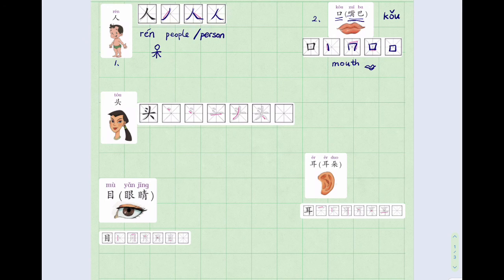That's 口, mouth. The third one, 头, 一, 二, 三, 四, 五. 5 strokes we have 头, that means head. Head, 头, 头, 头, that means head.